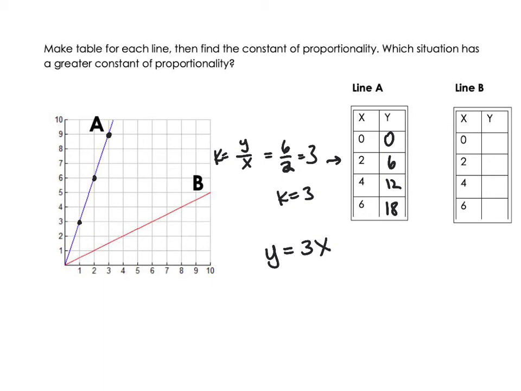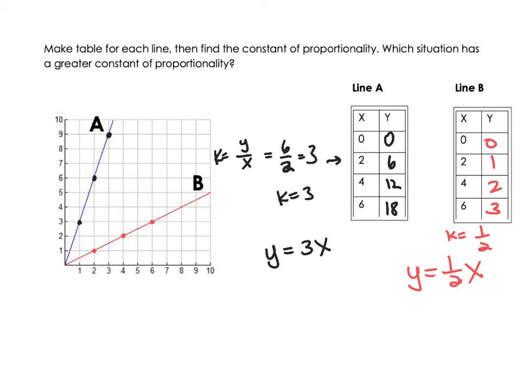Okay? B, we need 2, 4, and 6. So 2 is 1. This one's easier because everything is on the graph. 4 is 2, and 6 is 3. Obviously this is 0, 0. I don't even need to calculate anything on this, right? But I do know that my constant of proportionality here is 1 over 2, which is a half. I don't need to simplify it. You don't need to turn it into a decimal if you don't want to. You can if you want to. I like to leave it as a fraction because that's how I roll. So y equals 1/2 x.